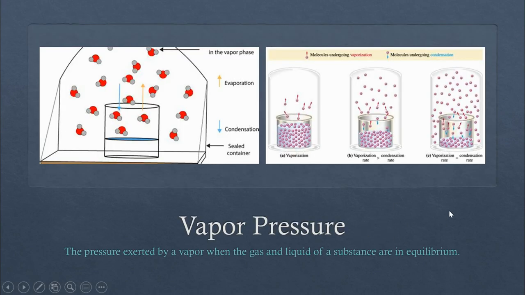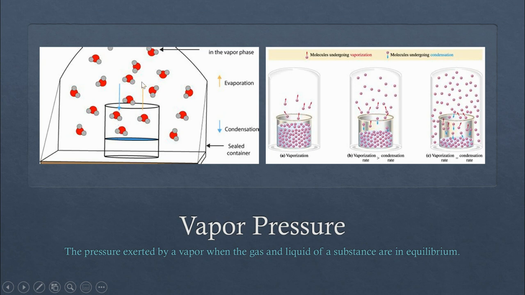So vapor pressure is the pressure exerted by a vapor when the gas and liquid of a substance are in equilibrium. So here we have a cup of water, and the cup of water is at room temperature, and it's in a sealed container. So some of the water is constantly evaporating, and then some of the water is condensing back. So once evaporation and condensation are happening at the same rate, then the pressure outside of this cup of water is the vapor pressure.